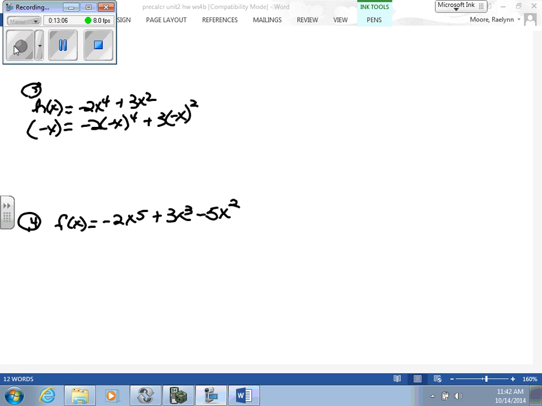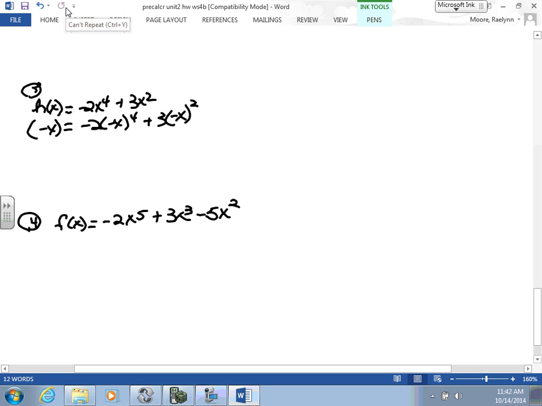You can see a little pattern with the evens. When the evens get squared, they stay the same, right? That's the exact same as the first one. So this guy is even. You should see symmetry over the y-axis when you graph this.